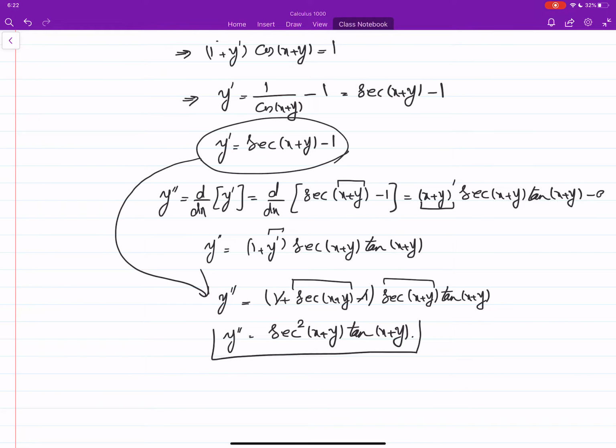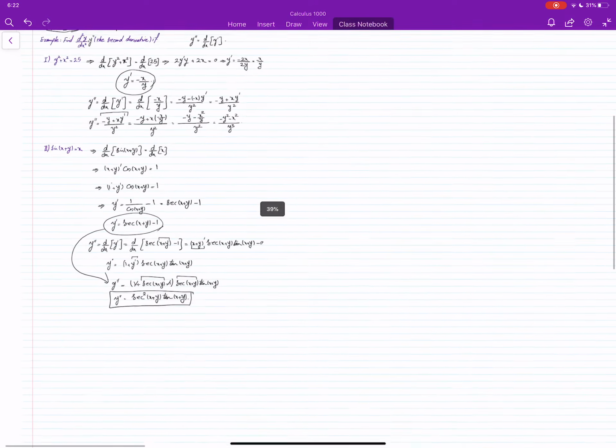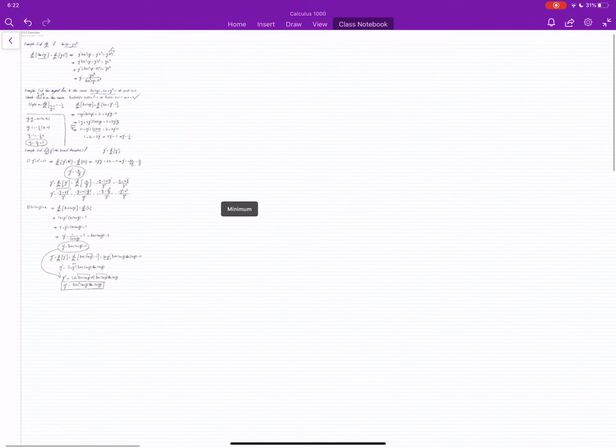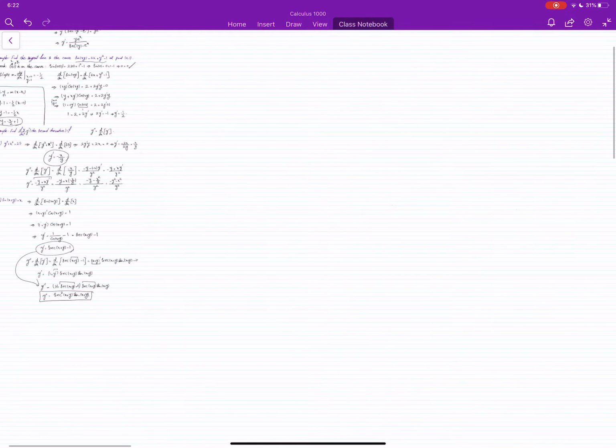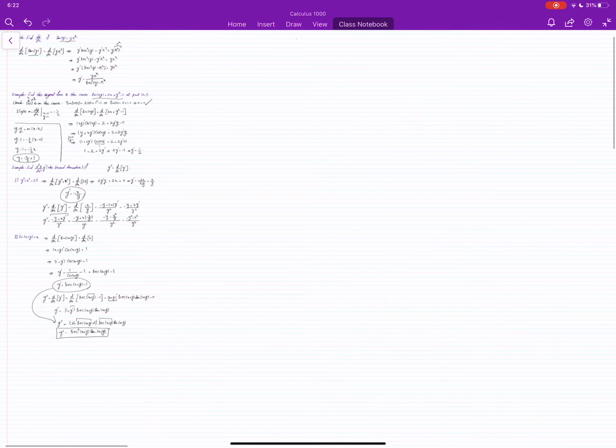That is how we found the second derivative using implicit differentiation. Okay, so you have to know how to apply implicit differentiation, in particular if someone asks you to find the second derivative of y with respect to x through the equation.